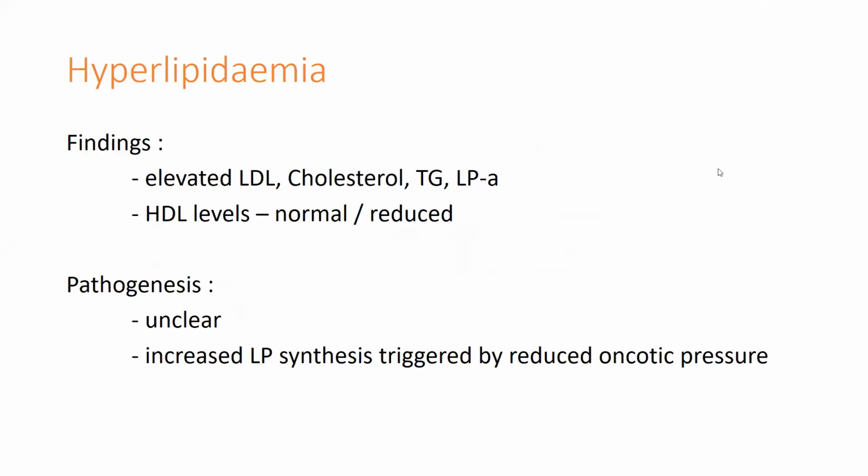How do these patients get hyperlipidemia? Clinically, these patients will start developing high LDL levels, high total cholesterol, and triglycerides. The exact pathogenesis of this is unclear. However, what is postulated is that when your albumin levels are low, there is a stimulation to the liver to produce more and more albumin. Along with that, in an unregulated manner, your lipid production is also going to go up, and these patients end up with hyperlipidemia.